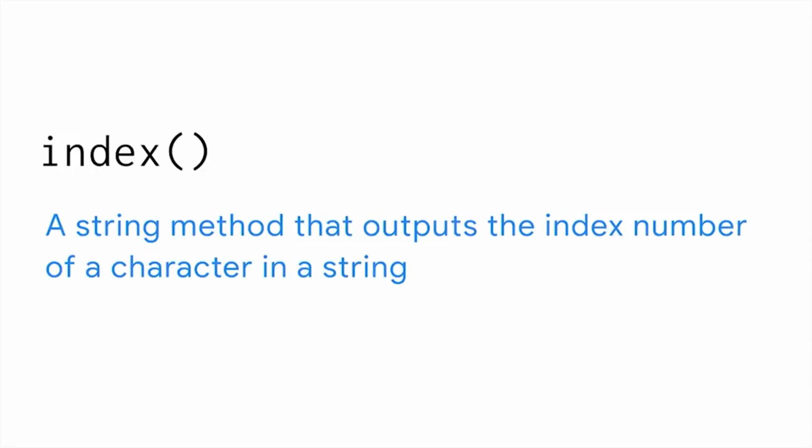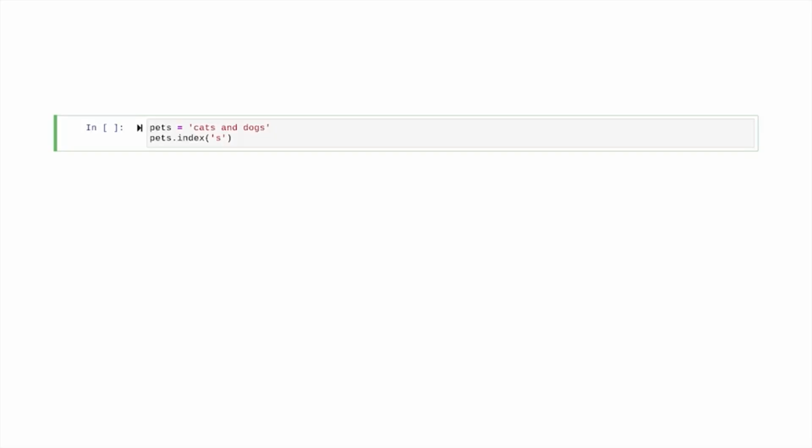Let's explore some ways of working with indices. One useful tool is the index method. Index is a string method that outputs the index number of a character in a string. Remember, a method is a function that applies to a variable. We can call it by following the variable with a dot. We use the index method to identify the location of a character or substring in a string. Here, we have a variable called pets, which has been assigned the string cats and dogs. We use the index method by attaching it to the pets variable with a dot.